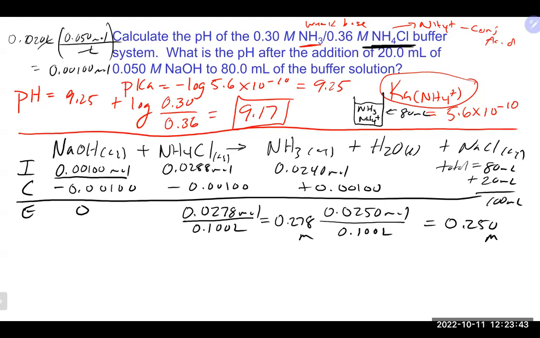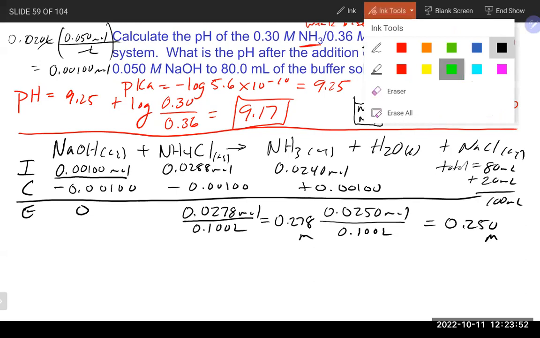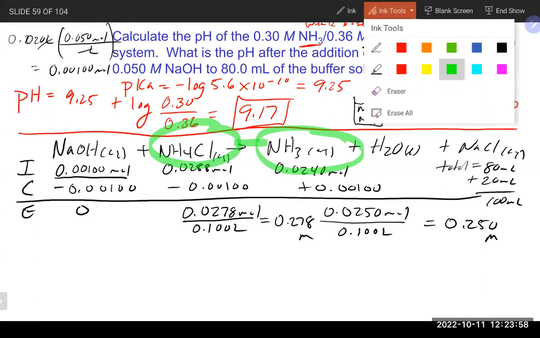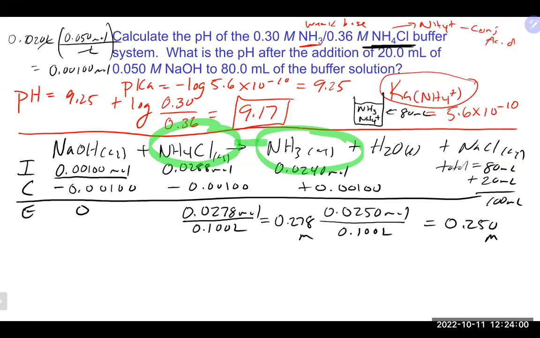At this point, once again, if you're not sure what you've got going on, you still have a buffer, and you can verify that by looking at your ice table. Pretty much what we have left over is this species and this species, which again are still related to each other, and they are still a buffer. So there's still a buffer at this point.